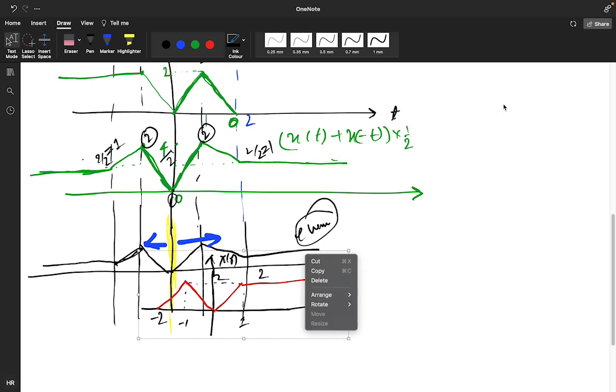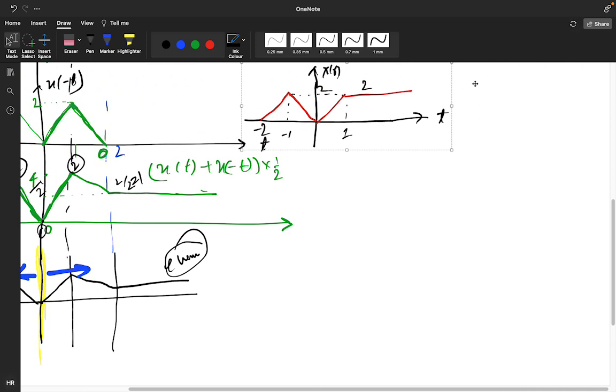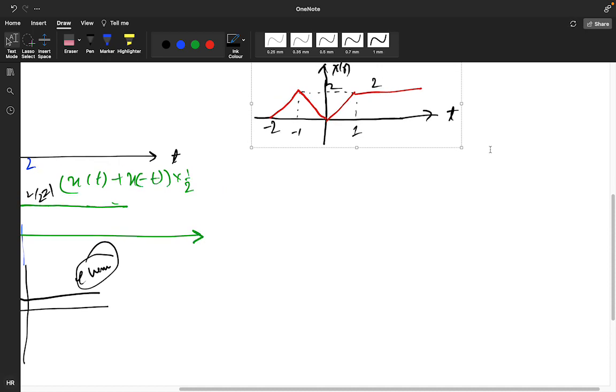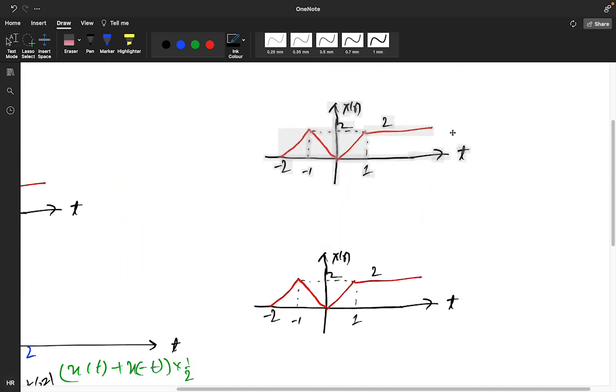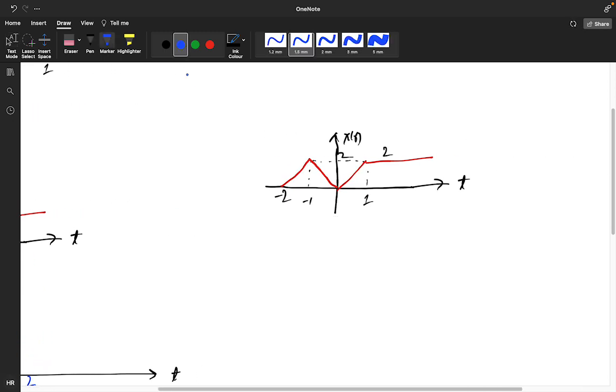Okay, so see, this is your odd signal. What is the formula for the odd signal? x of t minus x of minus t, by 2. Let me take the line, it will be better.